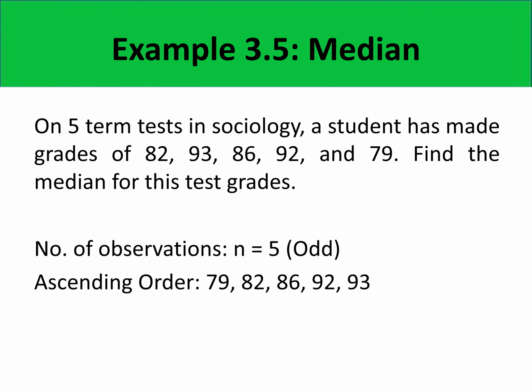To get the median, we have to arrange the values of the dataset in increasing order of magnitude. Since the number of observations is odd, there would only be one middle value. And that middle value is 86, and that is our median.